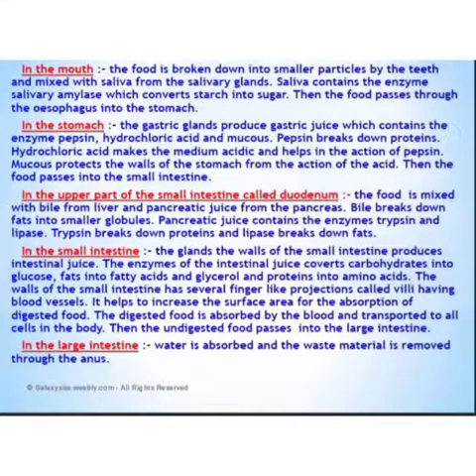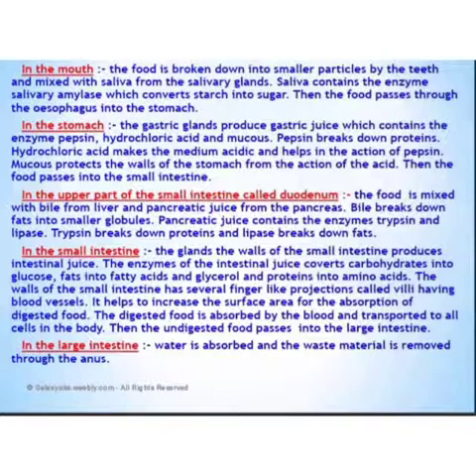In the mouth, the food is broken down into smaller particles by the teeth and mixed with saliva from the salivary glands. Saliva contains the enzyme salivary amylase, which converts starch into sugar. Then the food passes through the esophagus into the stomach.